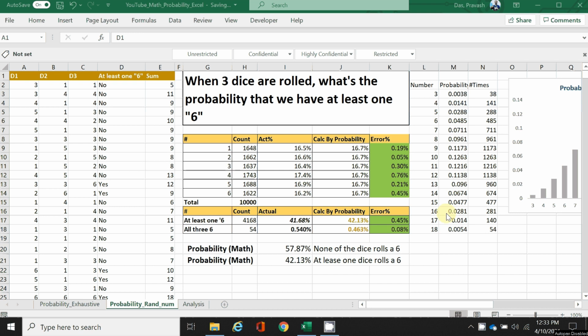Today we are going to find out the probability of getting at least 1 six when we roll 3 dice. We'll not use math, rather determine it experimentally, then verify the answer with math. So how do we do it?